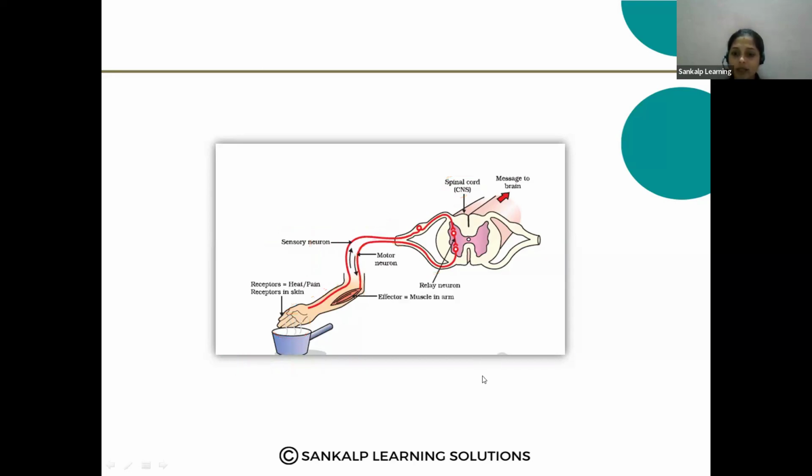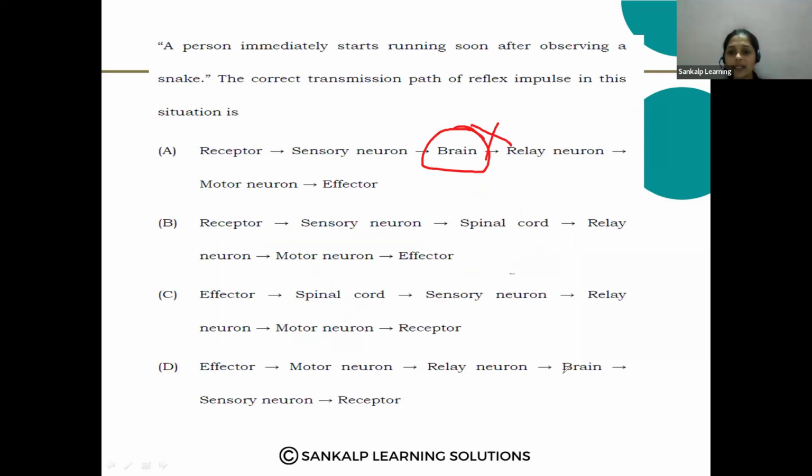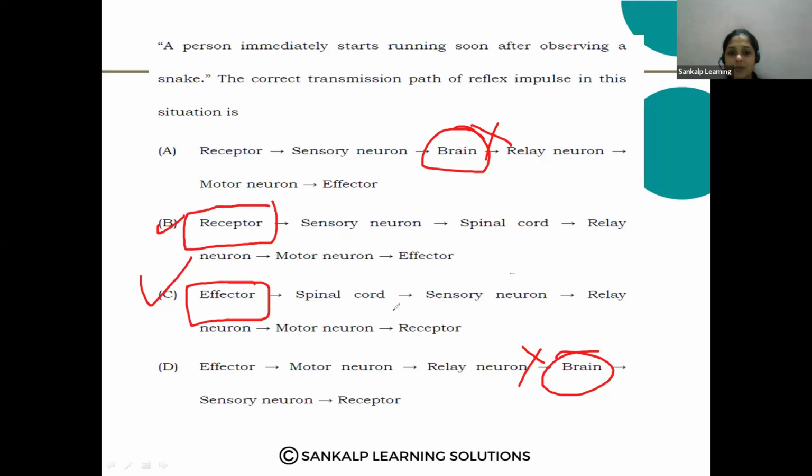Okay, so can you choose the correct answer now? Here you can eliminate the answer which has the brain, because the brain is not involved in this action, right? So you can eliminate this answer. In options B and C, first the receptor should be there, right? The effector is at the end, so the effector is what causes the action. But first there is a receptor. Receptor, sensory neuron, spinal cord, relay neuron, motor neuron, and the effector. So that is the correct answer. Note down the question.